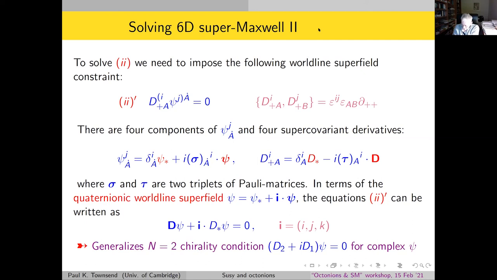Now, you'll be glad to hear that I'm nearing the end now, because basically what we want to do next is go to the 10-dimensional case.